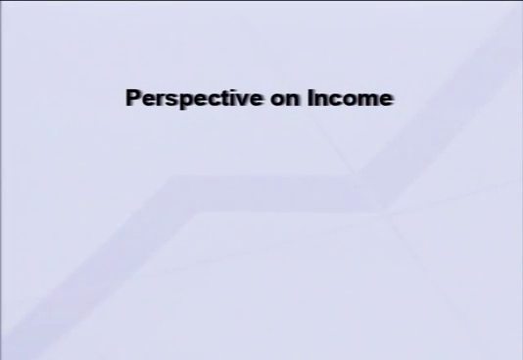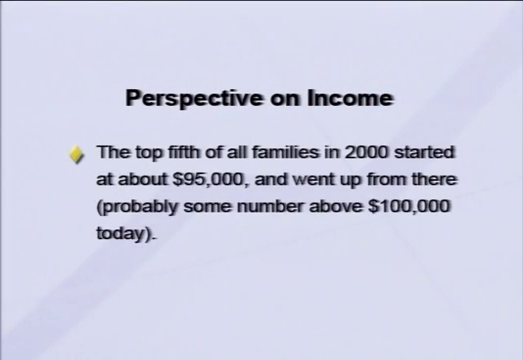In fact, starting in the 1970s, there's something of a trend toward those with high incomes having a larger proportion of all total income. Now, just to give you some perspective here, the top fifth of all families in the year 2000 started at about $95,000 in total income and went up from there. So today it's probably some number above $100,000, but not necessarily a whole lot above.